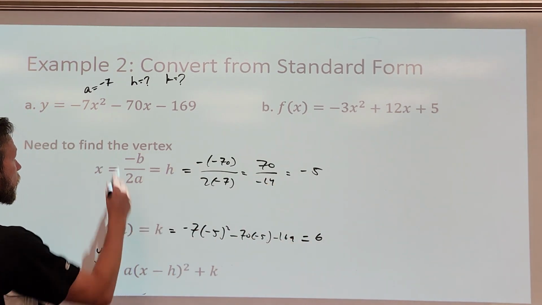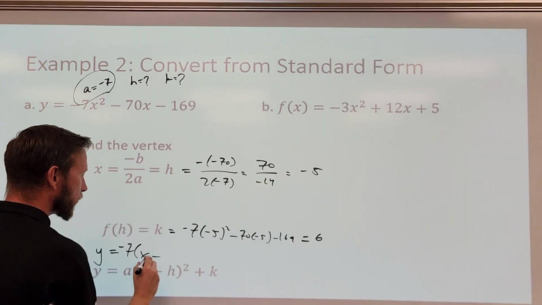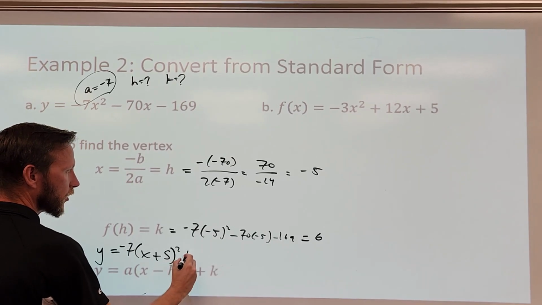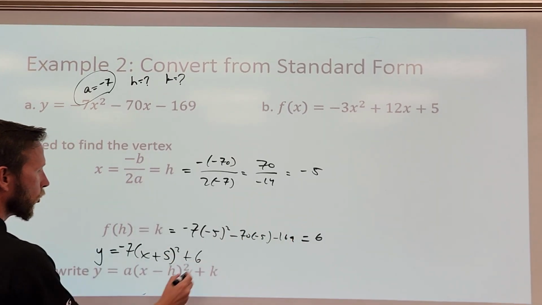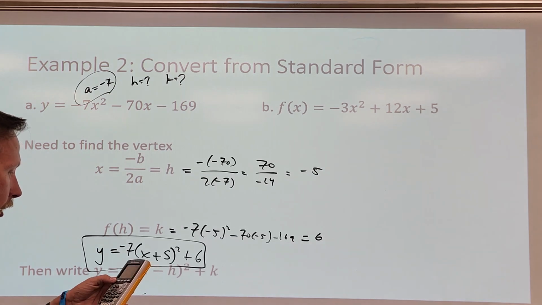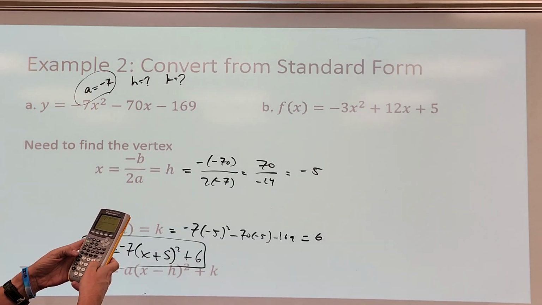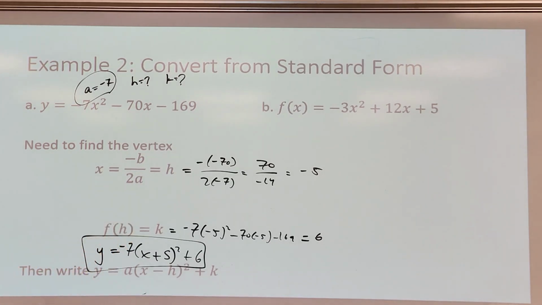So y equals the a value times x minus the h value squared plus the k value. We have written our equation in vertex form. Now, a way to check that to make sure that we did it correctly is to graph the original function in standard form and the second function in vertex form, and they should be the same exact equation. They should produce the same exact table of values, and they should produce the same exact graph.